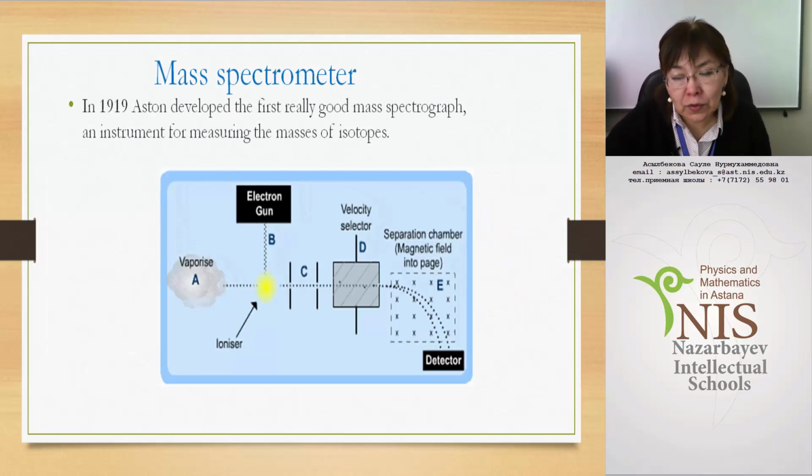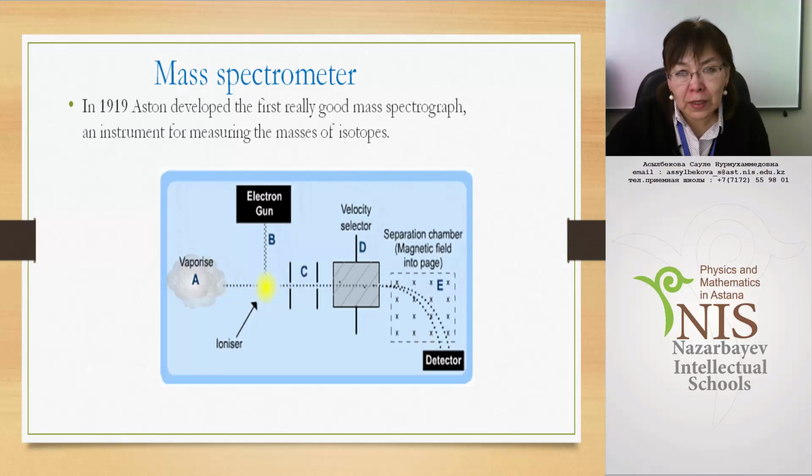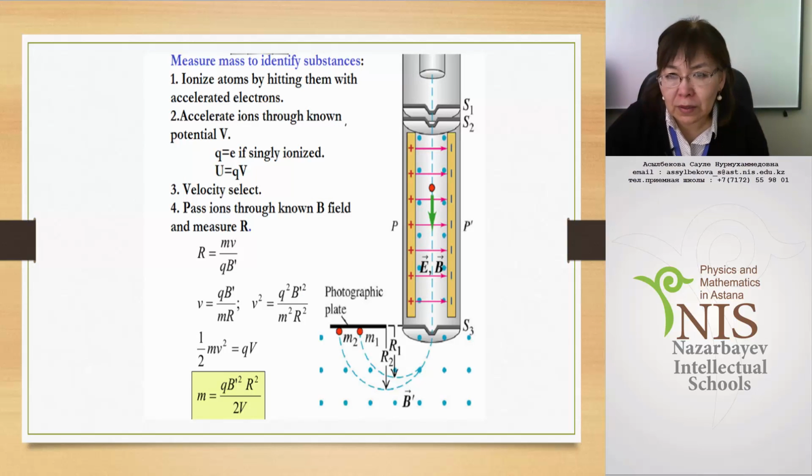Another application, widely used not only in physics but also in chemistry, is the so-called mass spectrometer. It was developed in 1919 by Aston, and nowadays it is an instrument for measuring the mass of isotopes. This is a structure to find the mass of these isotopes by using the knowledge of the application of electric and magnetic fields.